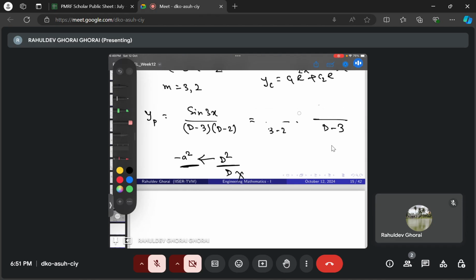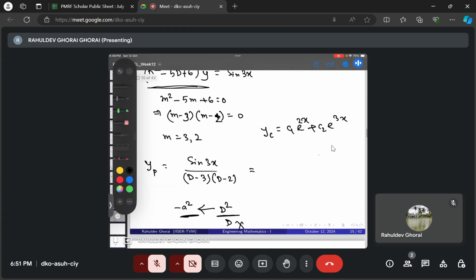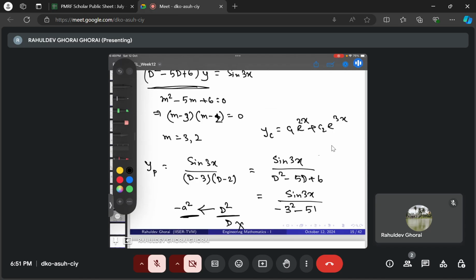So how will I write it? Instead of first making it as d minus 3, d minus 2, I'll keep it as d square minus 5d plus 6. Now I can put, instead of d square, minus 3 square: sine 3x over minus 3 square, remember, minus 5d plus 6.